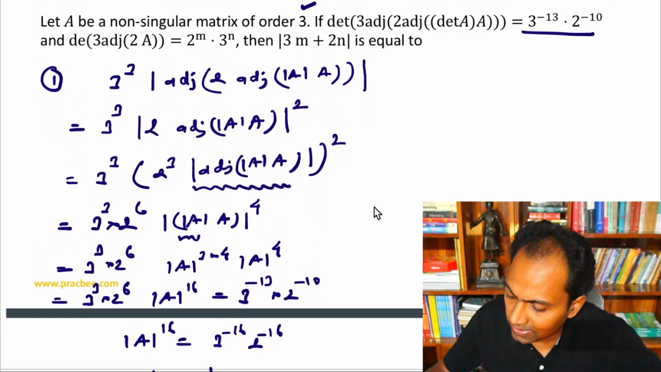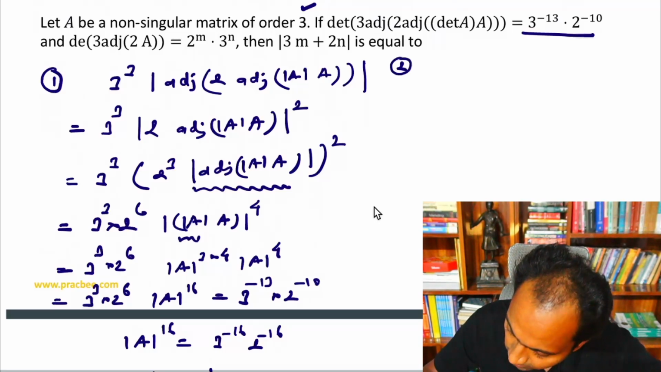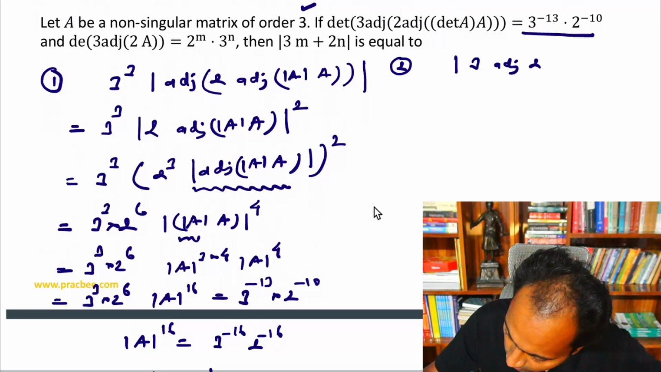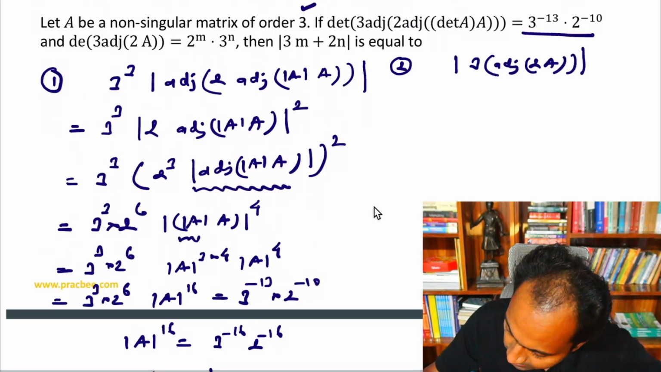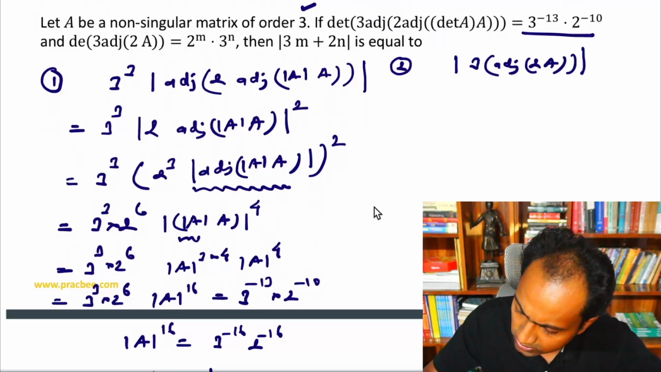Once you have this, then the next part of the question is given. The next part of the question says that now again a determinant is given. So it is determinant of 3 times adjoint of 2A. This is given. And now what they are saying is this is equal to 2 raised to the power m into 3 raised to the power m. We will talk about this later.